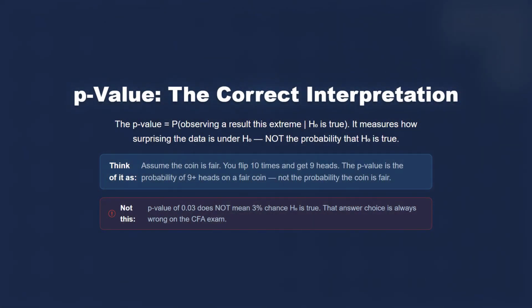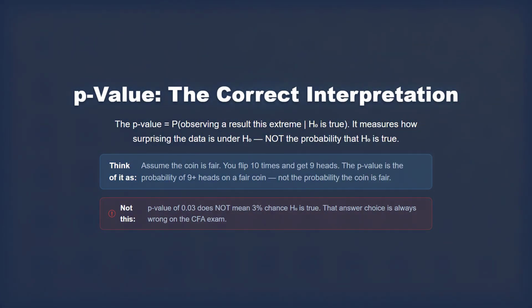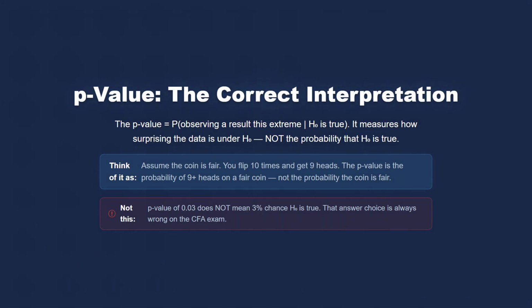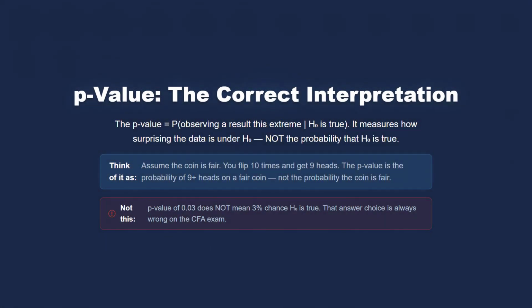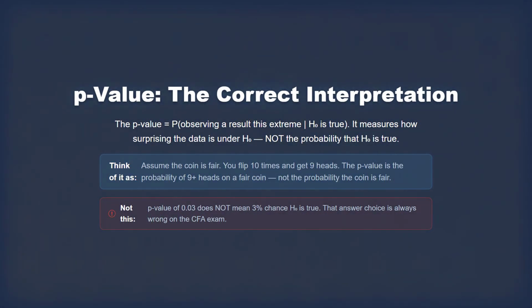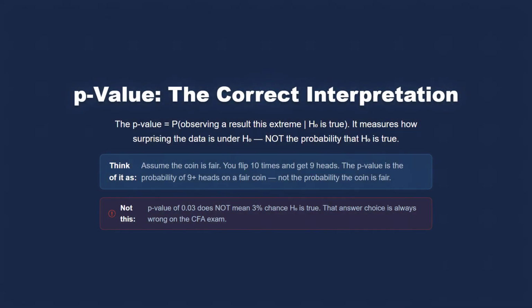The p-value is the probability of observing a result as extreme as yours, assuming the null hypothesis is true. It measures how surprising your data is under H0, not the probability that H0 is correct. If you see an answer choice that says there is a 3% probability the null is true, eliminate it. The correct interpretation: since p-value 0.03 is less than alpha 0.05, reject the null.